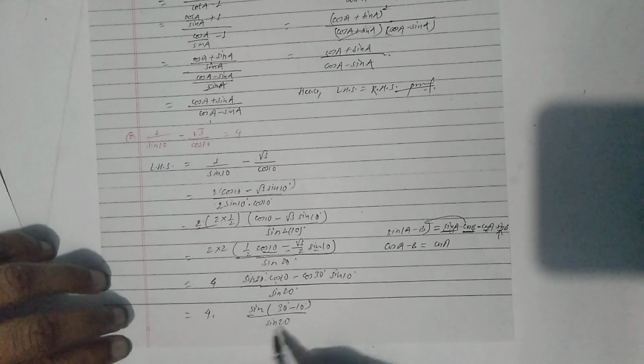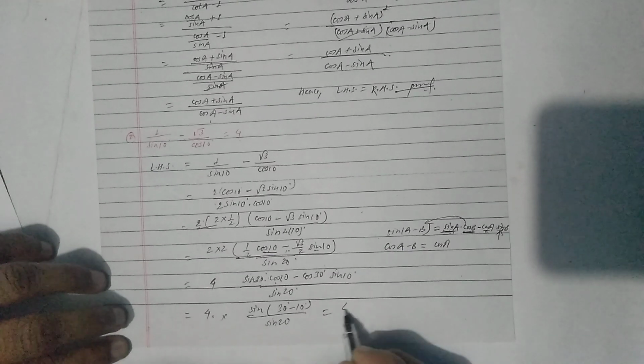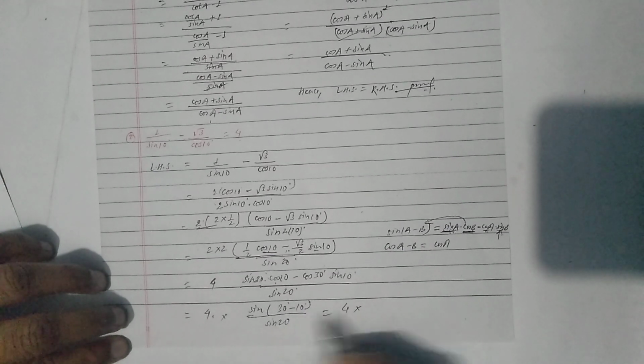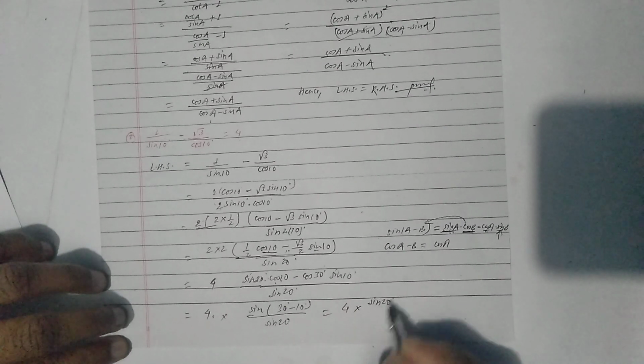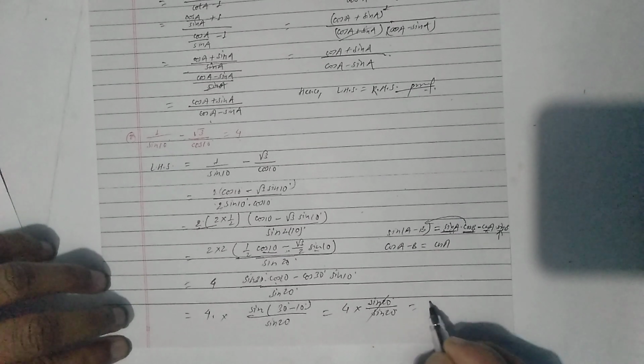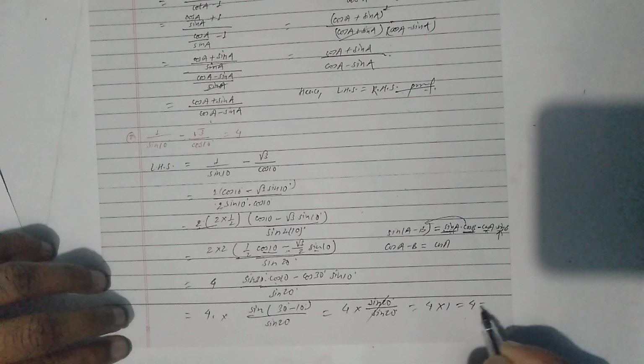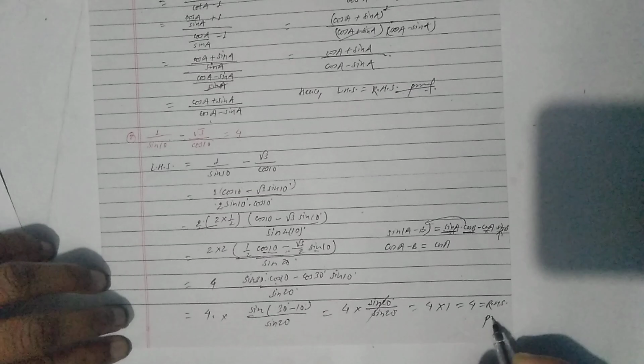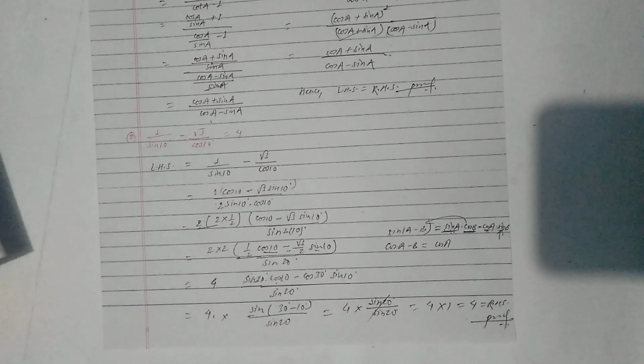by sin 20. 4 into this is sin 30 minus 10 means sin 20 upon sin 20. So these two cancel out. The remaining is 4 into 1 equal to 4, which is our answer. Hence proved. In this way we can easily prove all these questions.